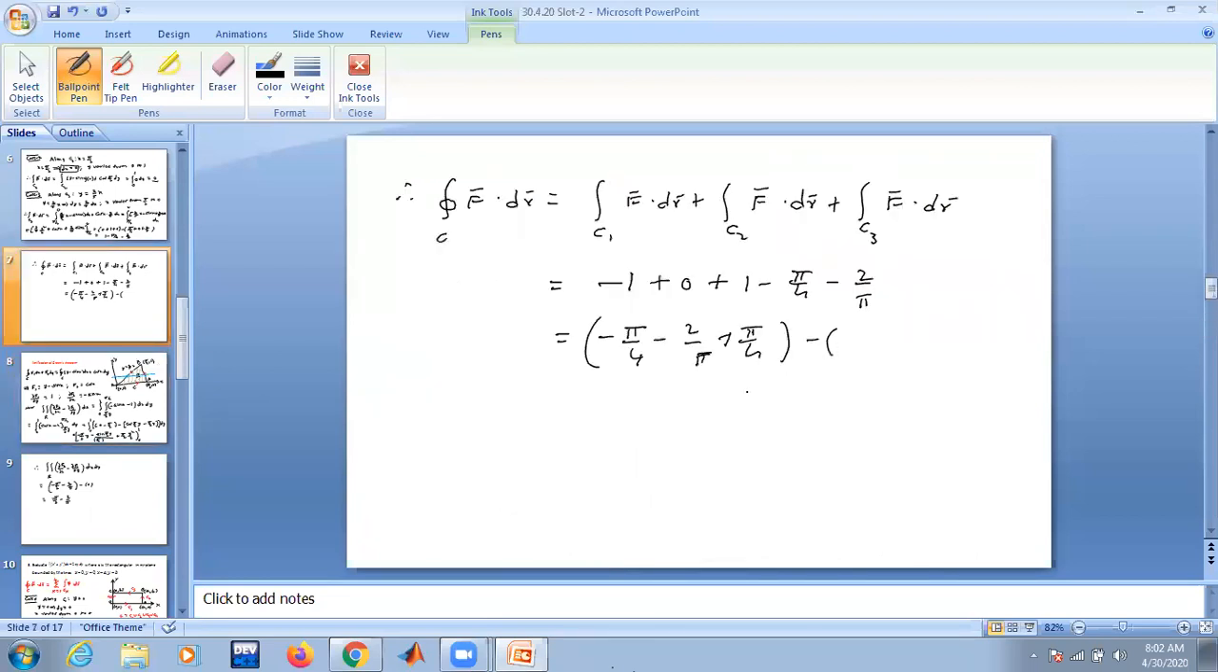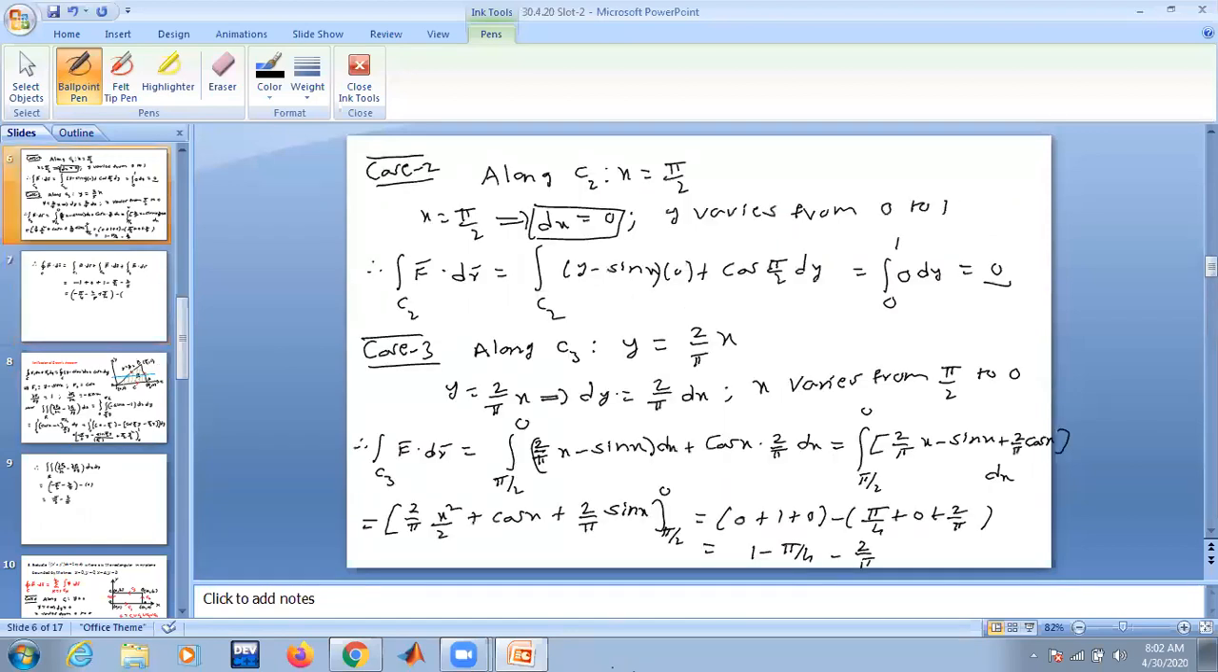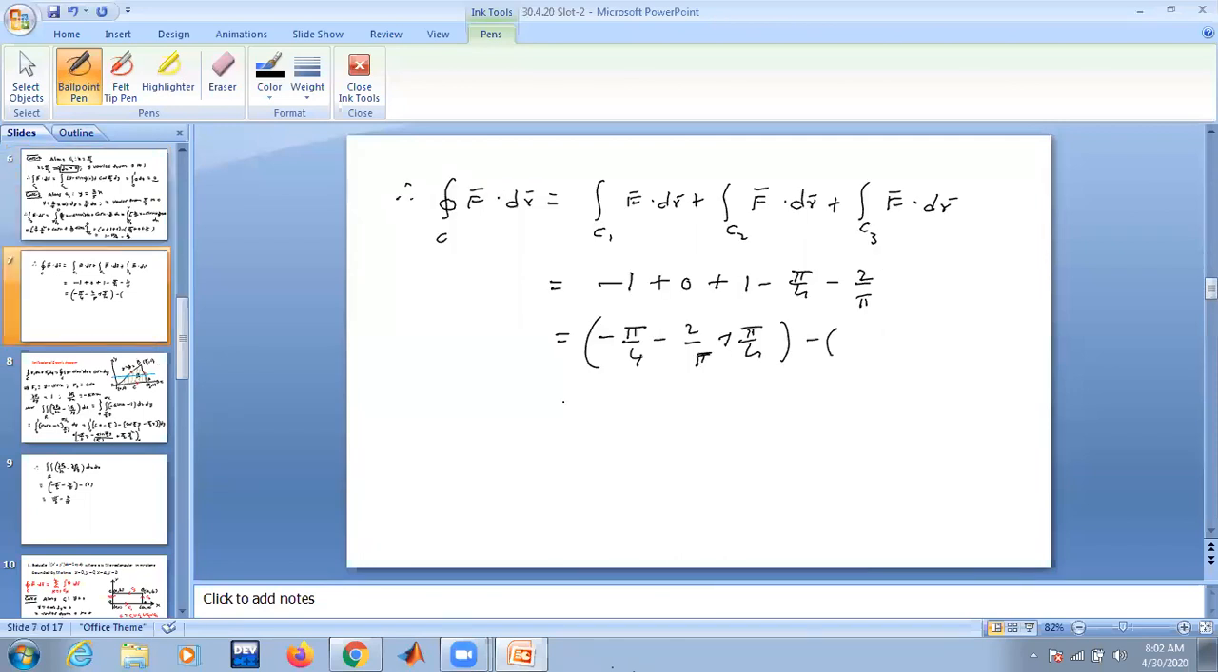Yes, sir. Okay, so I didn't simplify it or what? 1 minus 1 gets cancelled, minus pi by 4 minus 2 by pi. What is this actually? I think there is some mistake here.